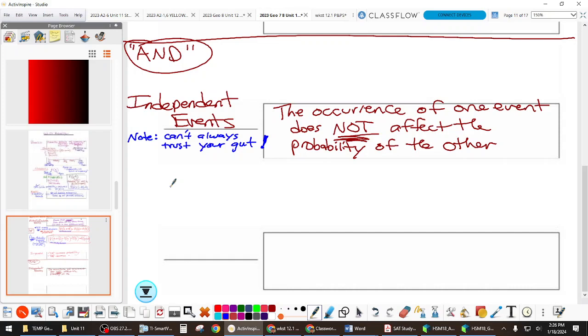Okay? Does being male or female impact using Android or Apple? Those could be dependent. They could maybe be independent. We don't know, right? We need to do a test, and I'll show you that. We won't get to that till next week. But those are two things that could maybe have a relationship where one impacts the other, but we don't actually know that until we manage some numbers. So, again, don't always use your gut. Sometimes you think it's independent when it's not. And that's one of the areas where probability can get you.